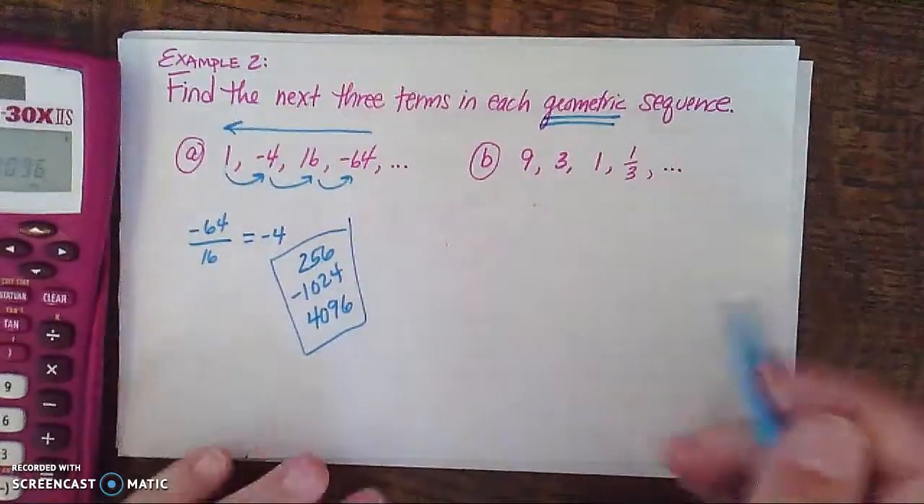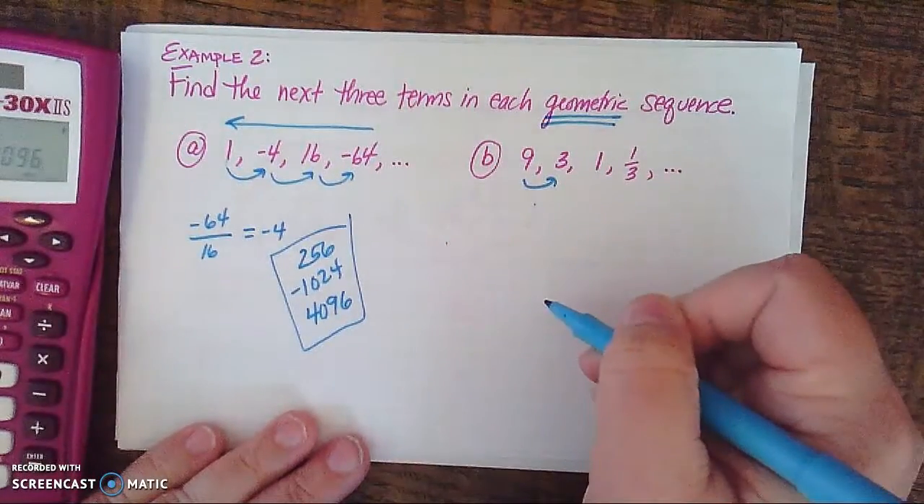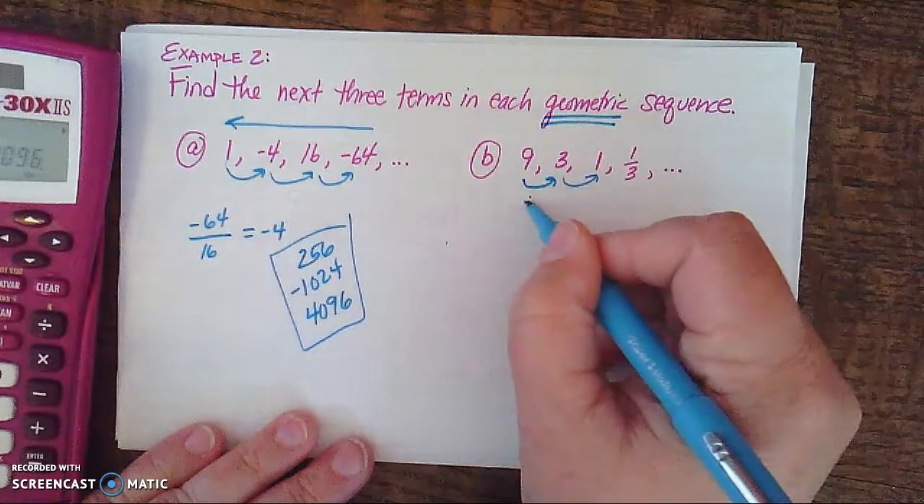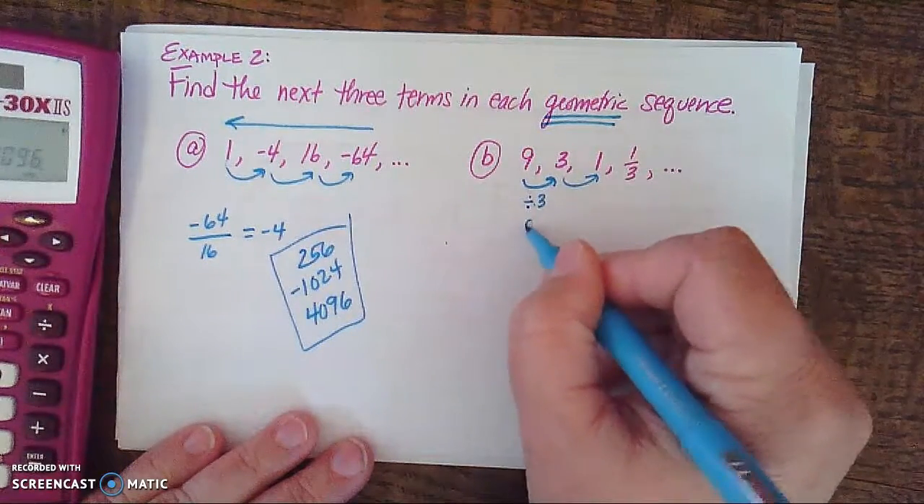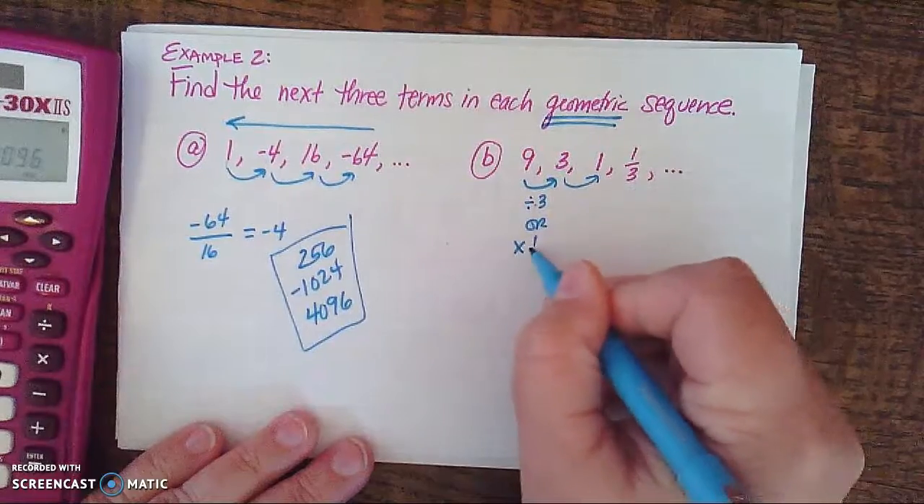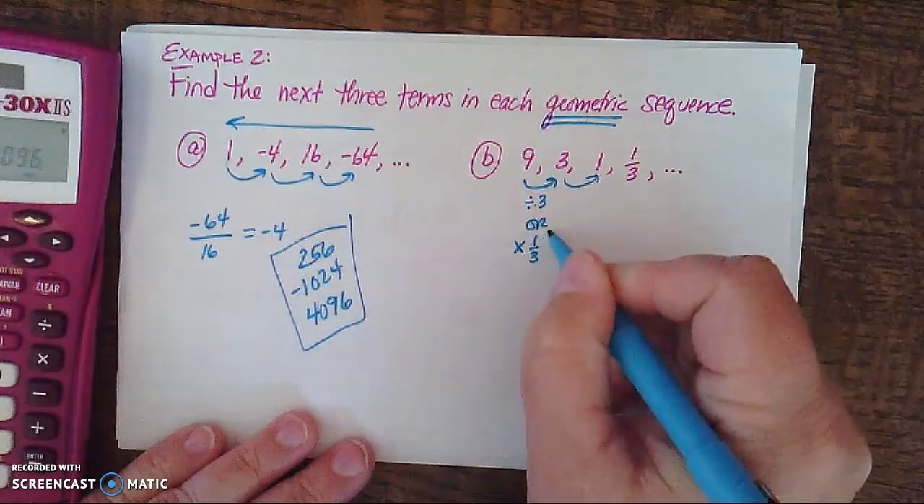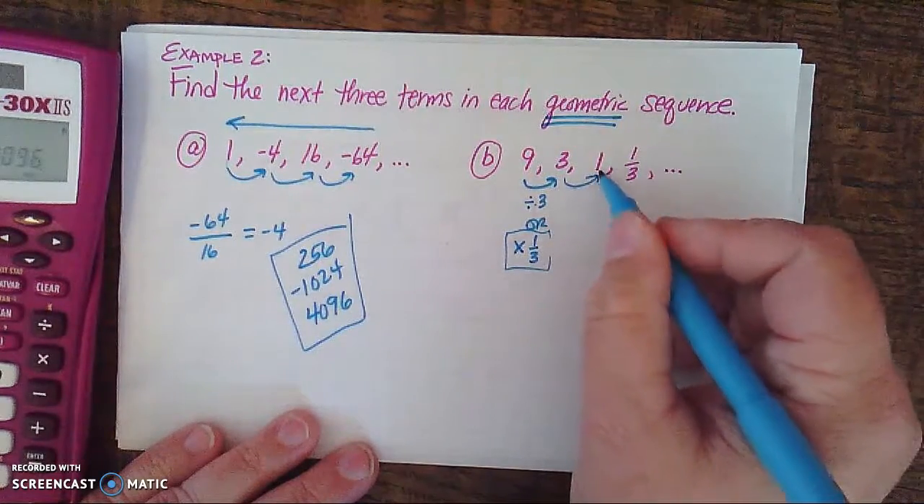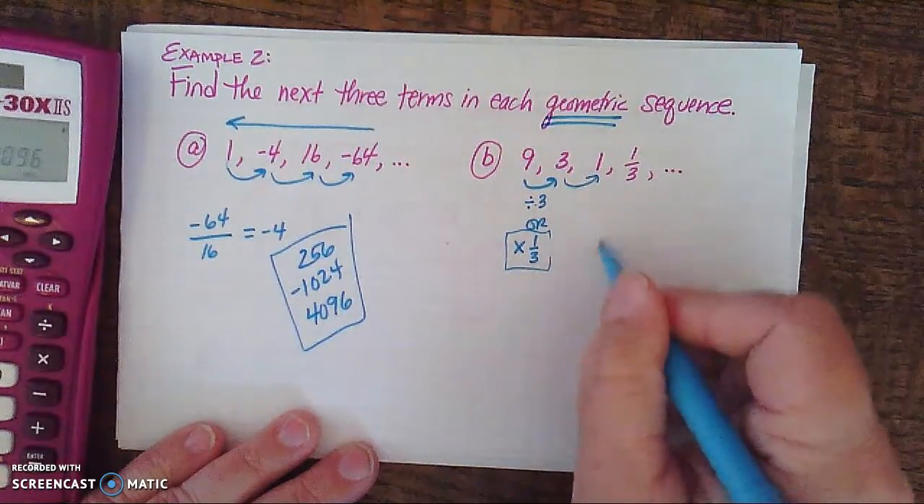Over here, to get from 9 to 3, 3 to 1, looks like we're dividing by 3. Or we could write that as multiplying by 1/3. That's what we like as mathematicians. What are you multiplying by? Multiplying by a third, multiplying by a third, no problem.